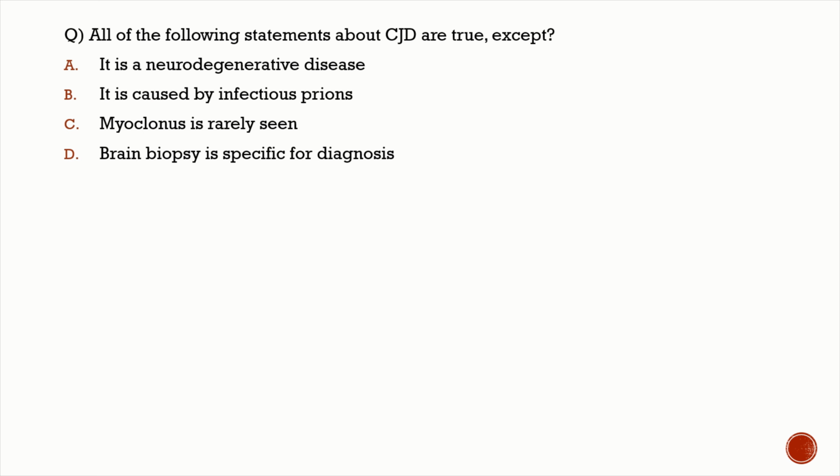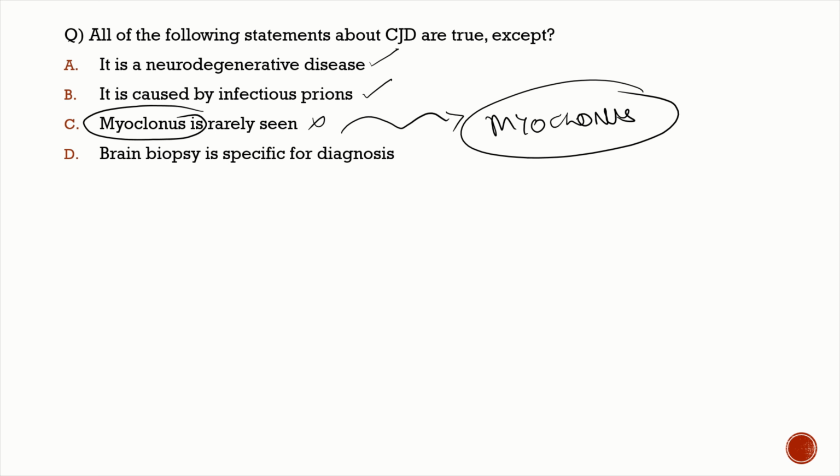All of the following statements about Creutzfeldt-Jakob disease are true except: it is a neurodegenerative disease, yes. It's caused by infectious prions, yes. Myoclonus is rarely seen, no. Myoclonus is the most commonly seen movement abnormality, the most predominant one seen in CJD, and it's a very important feature of CJD per se. So this is wrong. Brain biopsy specific for diagnosis, yes. You're going to demonstrate prions in the brain biopsy. So which is the false statement? Myoclonus is not rarely seen. It is very commonly seen in CJD.